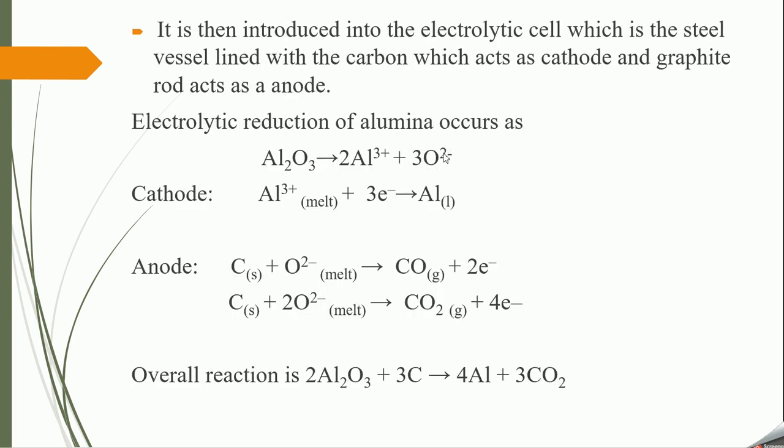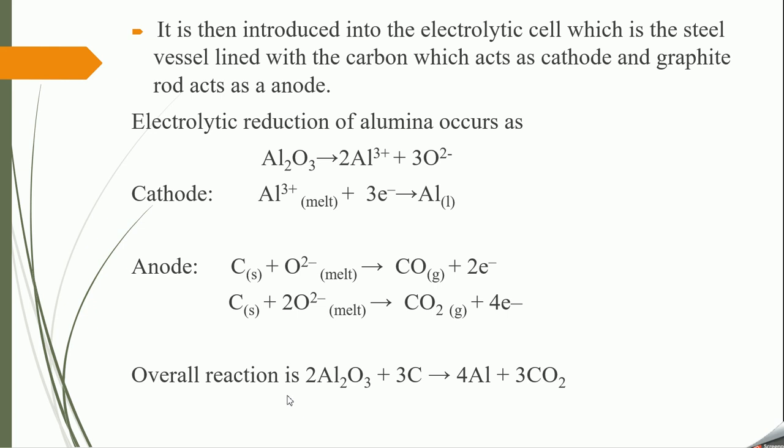At the same time, oxygen is attracted towards the anode, because anodes are positively charged. This oxygen ion is negatively charged. Hence it is attracted towards the anode. This oxygen reacts with the carbon, that is nothing but graphite, to form carbon monoxide and carbon dioxide.